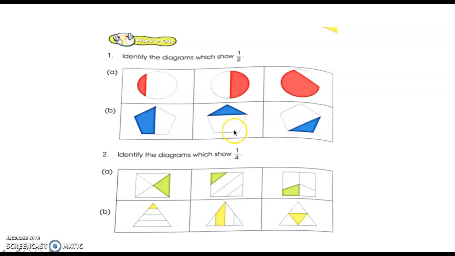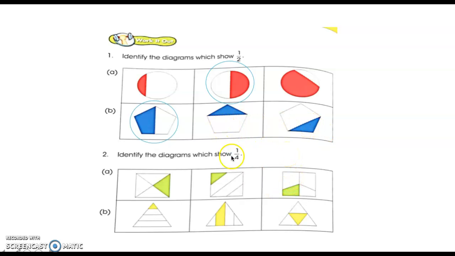Now let's do one example. Identify the diagram which shows one half. Look at it, which is divided equally? Okay, from the first row, this is divided equally, so the red color part is 1/2, and then from the blue, this one, right? These two are not divided equally, that's why.